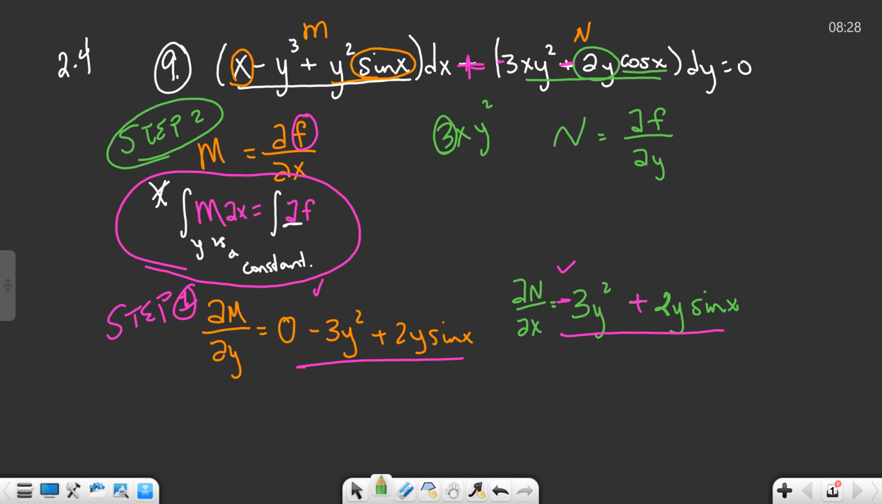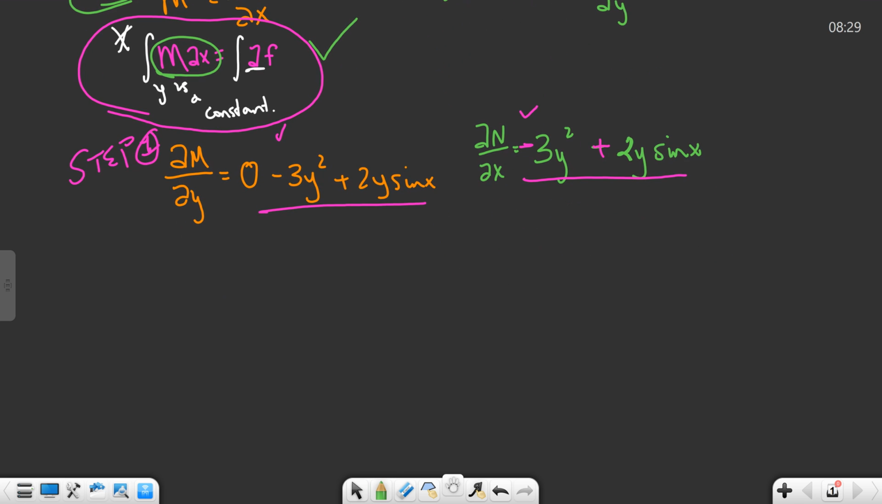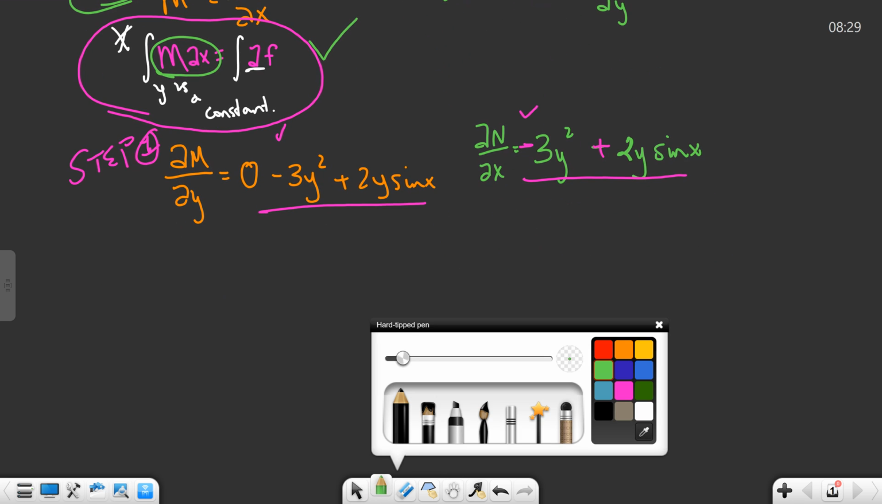I'm going to work with M just because I want to take the more complicated of the two sides and work with it. So what I'm going to do is work with this thing here, and we're going to continue to step 3. In other words, we're going to take the antiderivative of M, and we're going to pretend that y is a constant. So M is this thing, x minus y cubed plus y squared sine x.